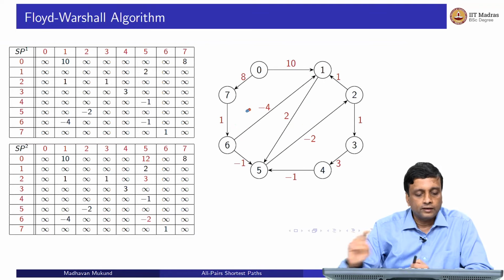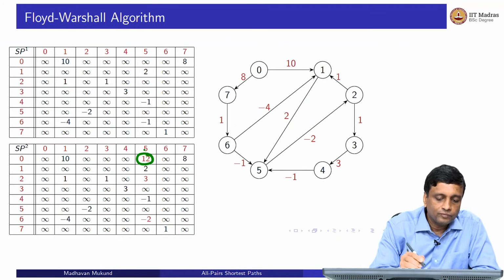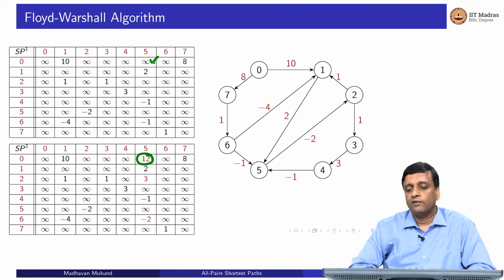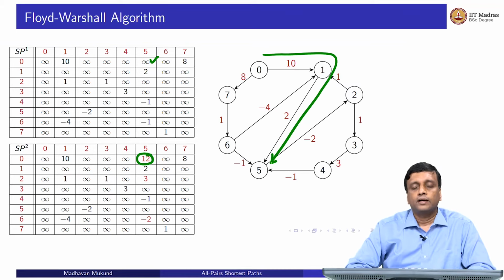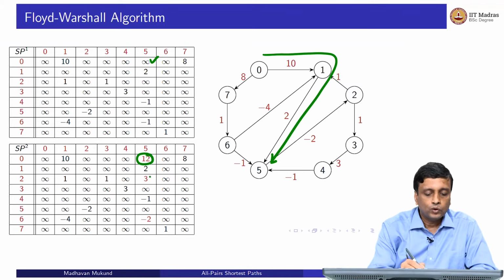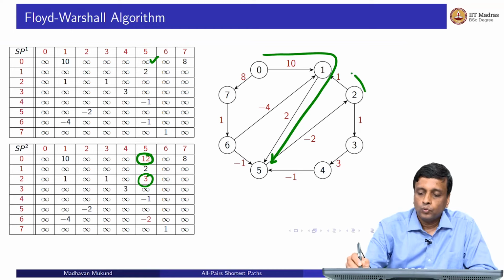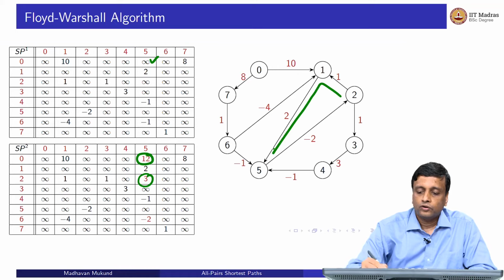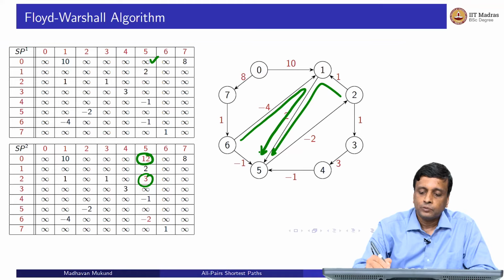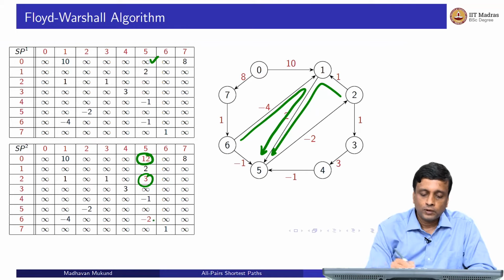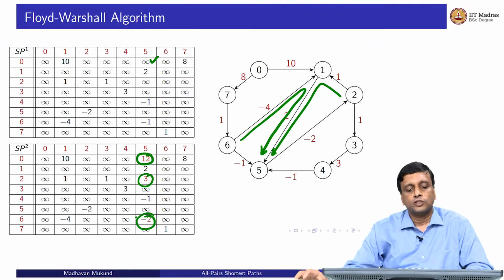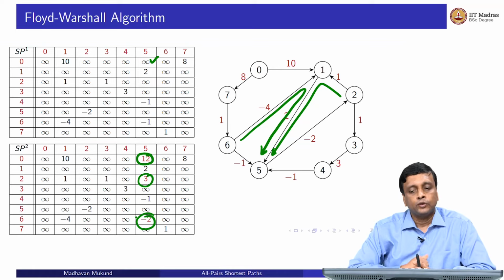Now if I look at the matrix, it says 0 to 5, which was earlier infinity, has now become 12. Why is that? Because I can now go from 0 with 10, plus 2, and reach 5 with 12. Similarly, 2 to 5 has become 3 because I can go from 2 and then come to 5. Basically, passing through 1, I can now take anything which points into 1 and then anything which points away from 1, and I can get an update. Similarly, 6 to 5, I can go minus 4 plus 2, so I can get a net weight of minus 2 from 6 to 5. So, SP2 has some interesting new distances.